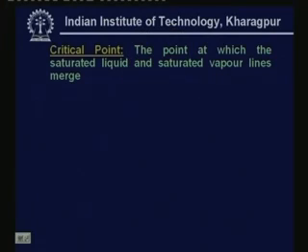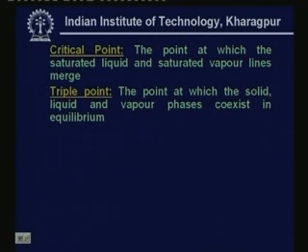Now, this is the repetition of whatever I have stated earlier. The critical point is the point at which the saturated liquid and saturated vapor lines merge, and the triple point is the point at which the solid, liquid and vapor phases coexist in equilibrium. Let me give some typical values of critical point and triple point for water.